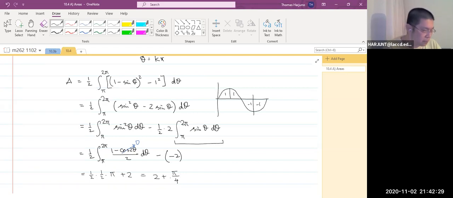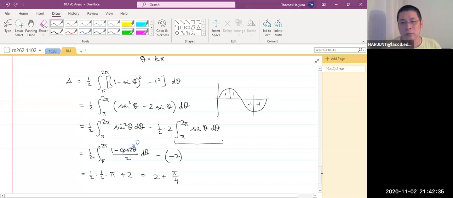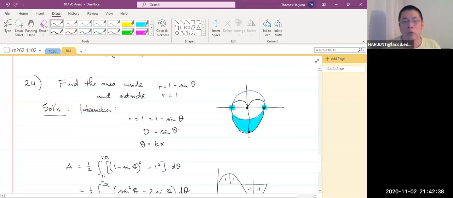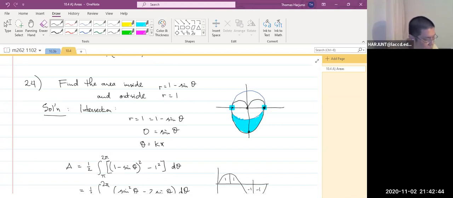Now, the last example here requires you to know how to graph what the graph looks like first. That way you can see, oh, you know what, then I need this region, the one I shaded there.